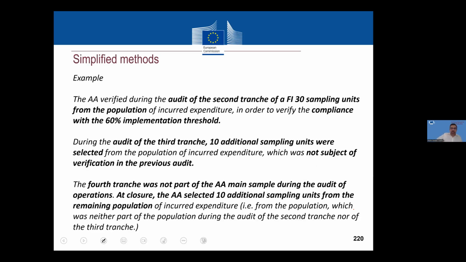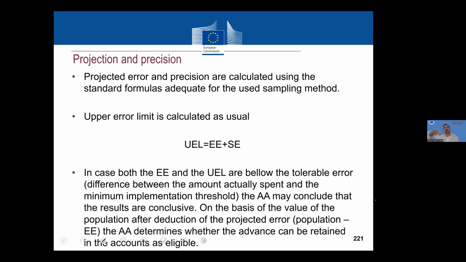So here's just an example. In the audit of the second tranche, we selected 30 items from the population to verify the 60% implementation threshold, and then for the audit of the third tranche, we decided to use our capped sample size of 10 additional items regarding expenditure not subject to previous audit. And at closure, we can again select an additional 10 items from the remaining population that was not covered in the previous audit. So it's always like this: start with 30, and each time you can cap your additional work to 10. The projection and the precision are calculated as usual.